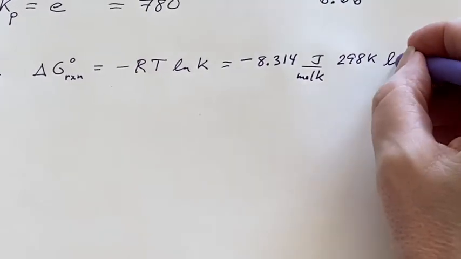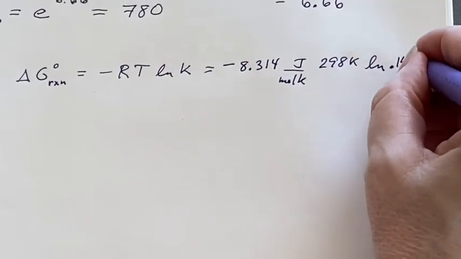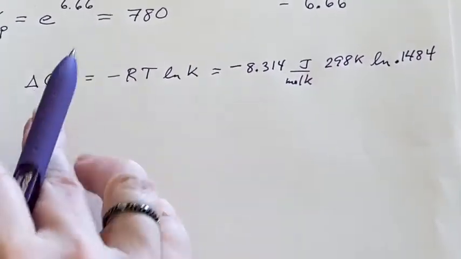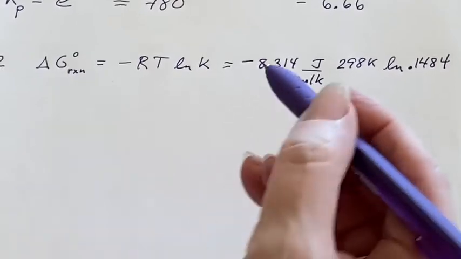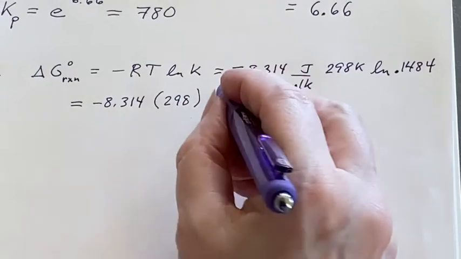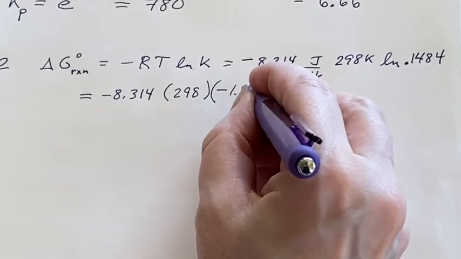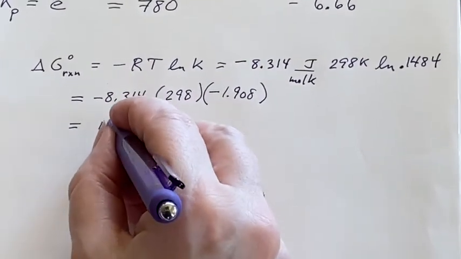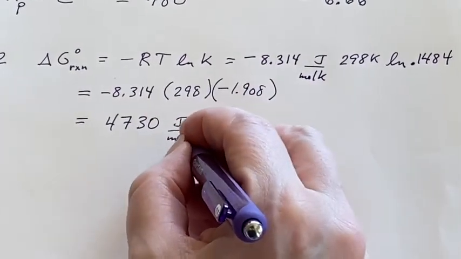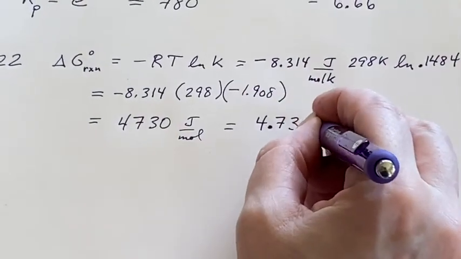And then the natural log of this K that they gave me, 0.1484. So you see this will give it to me in joules per mole, which is typically the thing we expect for a delta G. I'm just going to keep these and the 298. And then this natural log ends up being a negative number, negative 1.908. And that will be 4,730. Now that would be joules per mole. These delta Gs are usually in kilojoules per mole, 4.73 kilojoules per mole.